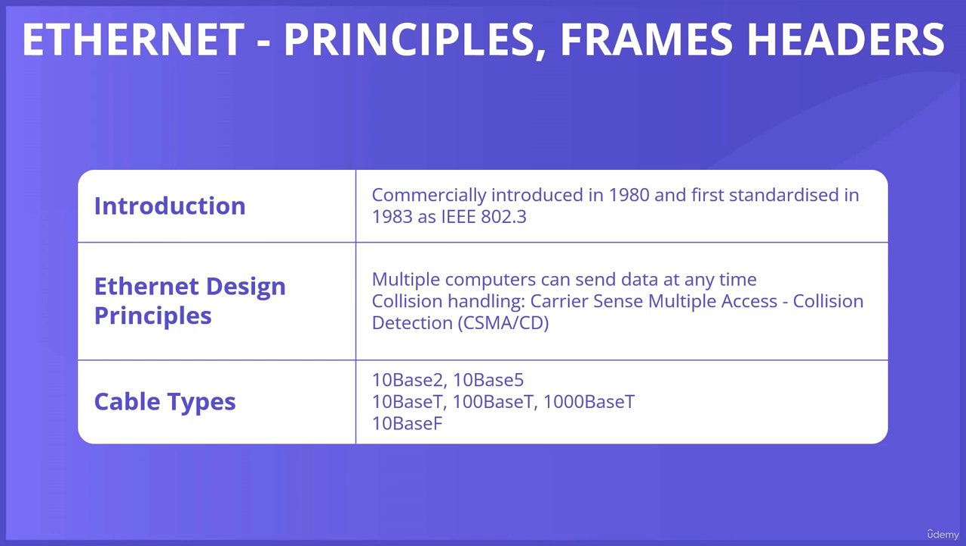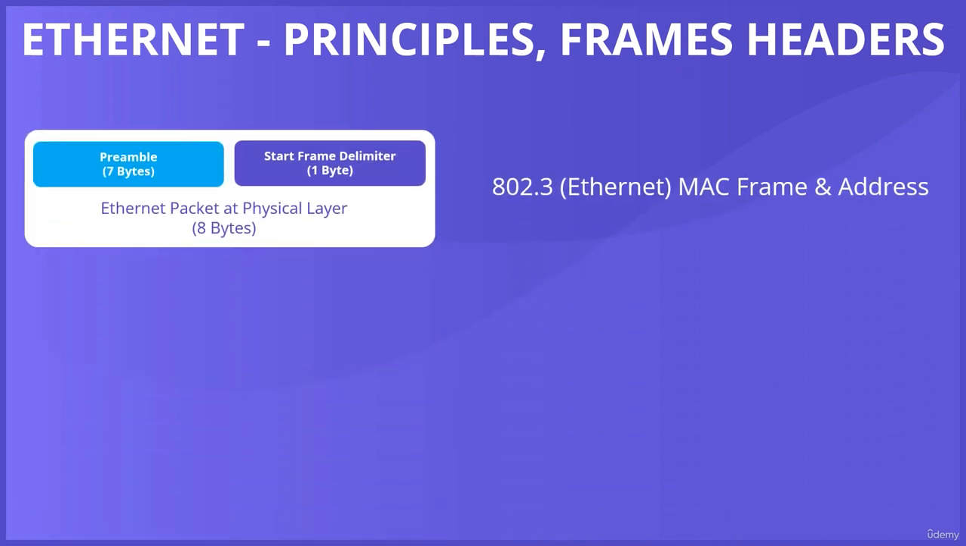10-base-F cables are the same as 10-base-T, but they are fiber cables, and they transmit light pulses instead of electrical signals over copper. A data packet on an Ethernet link is called an Ethernet packet, which transports an Ethernet frame as its payload. An Ethernet frame is preceded by a preamble and start frame delimiter, or SFD, which are both part of the Ethernet packet at the physical layer, right?